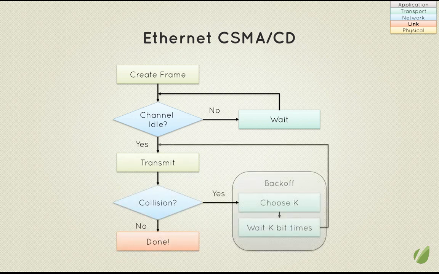If there is a collision, then we're going to go into a phase called backoff. Backoff essentially waits a random amount of time and then tries to retransmit. So after we go through this backoff algorithm, we'll choose this value k, which we'll talk about in just a second, wait k times the amount of time it takes to send one bit, and then try to retransmit. We will do this until there aren't any collisions, at which point we will be done sending.